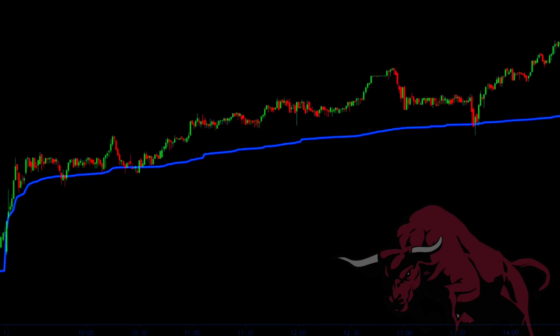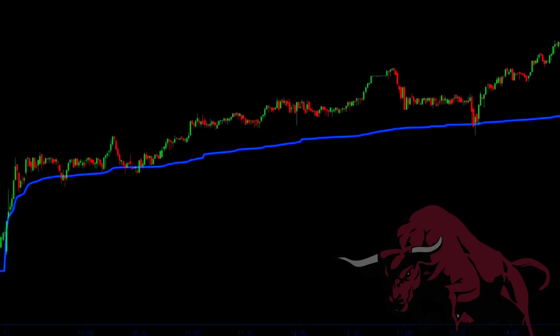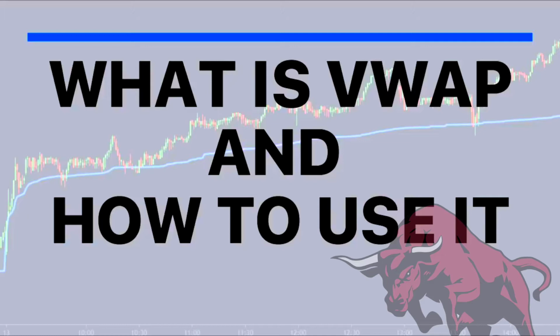When big hedge funds and institutions want to enter the market, they cannot enter at any given price. They need to make sure that they enter at the fair value of the asset. Therefore, they use a special indicator known as the VWAP. In this video, we will be learning what the VWAP indicator is and how to use it.